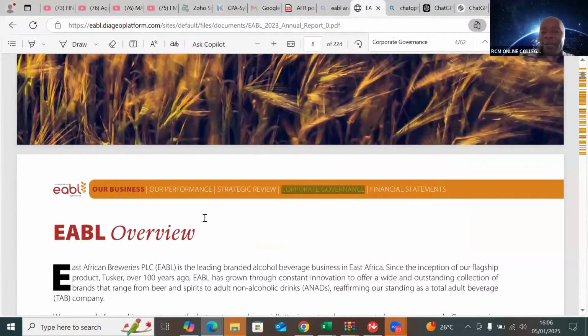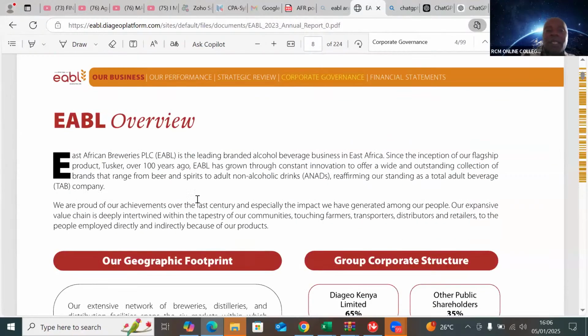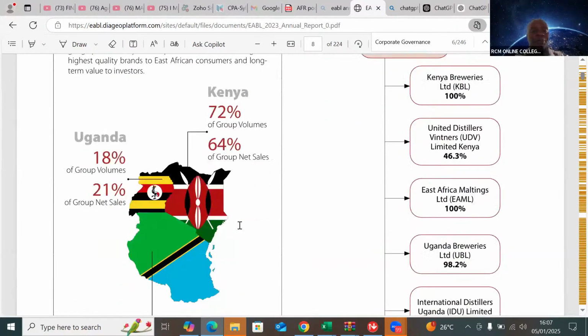Yeah, so you can see, for example, they have the STDK overview. Very nice. STDK is the leading branded alcohol beverage business in East Africa. Since the inception of our flagship product, Tusker, over 100 years ago, STDK has grown through constant innovation to offer a wide and outstanding collection of brands that range from beer and spirits to adult non-alcoholic drinks, what they're calling ANADs, reaffirming our standing as a total adult beverage company. We are proud of our achievement over the last century, and especially the impact we have generated among our people. Our expansive value chain is deeply intertwined within the tapestry of our communities, touching farmers, transporters, distributors, and retailers, with people employed directly and indirectly because of our products. So we have our geographic footprint, we have our group corporate structure. I mean, so many things.